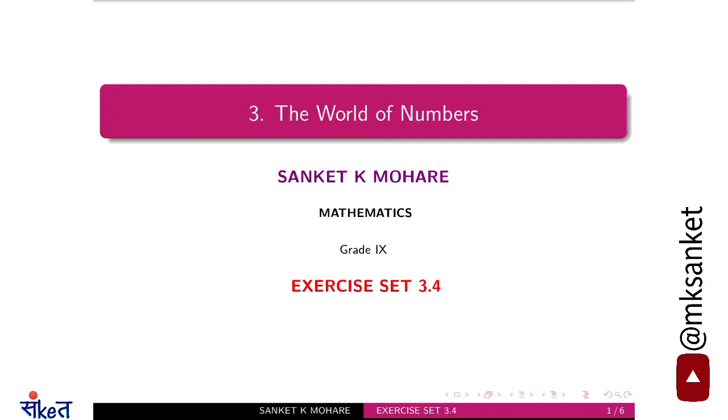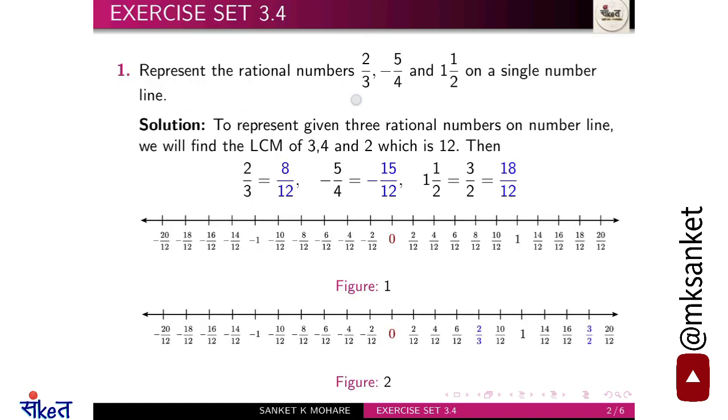In chapter number 3, the world of numbers, we will discuss exercise set 3.4. Let's begin with the first question. Represent rational numbers 2 by 3, negative 5 by 4 and 1 by 2 on a single number line.